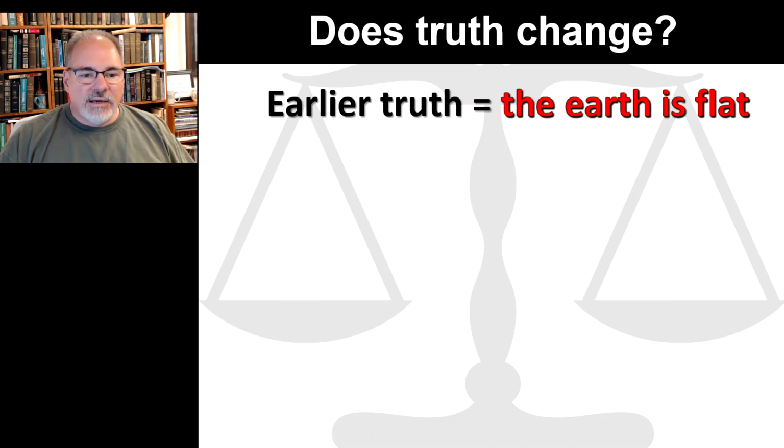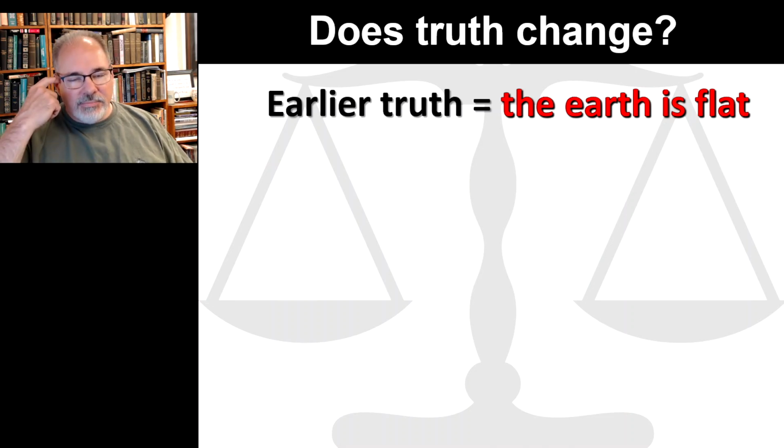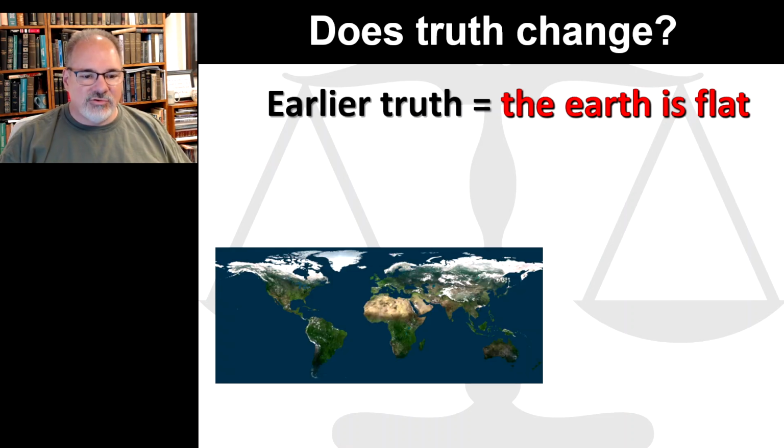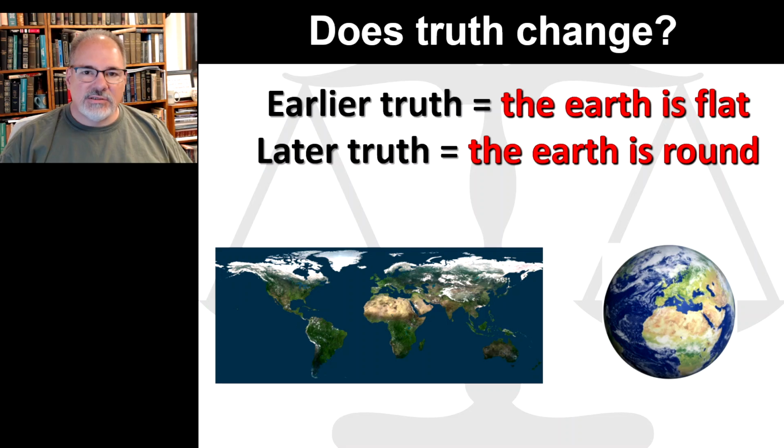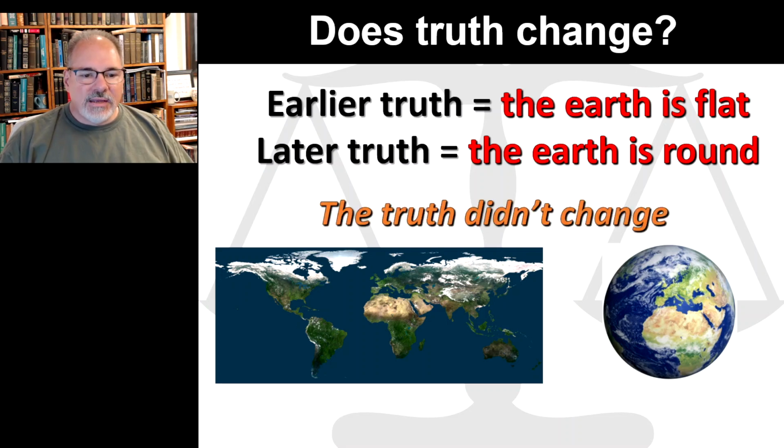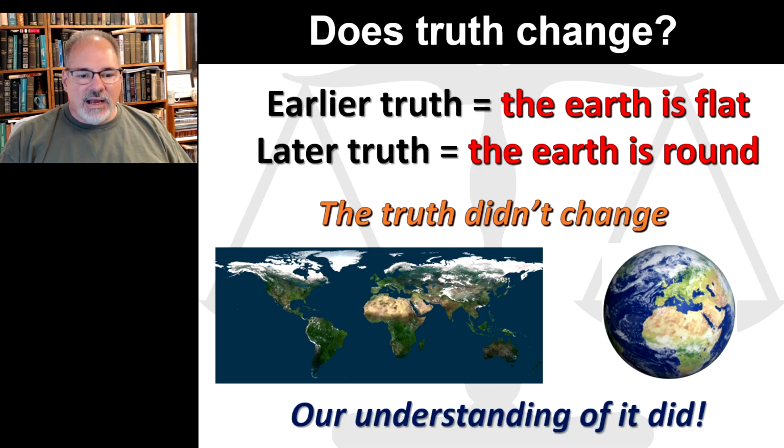Well, in earlier truth, if that was correct, people used to say the earth was flat. That's what they believed, right? They had a later truth where they said the earth is round. It's not flat, right? The truth didn't change, though, however. Our understanding of the truth did.